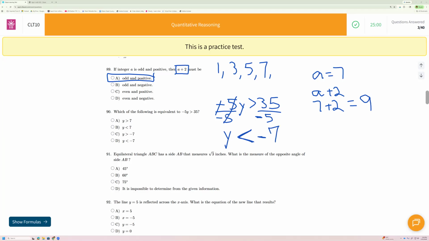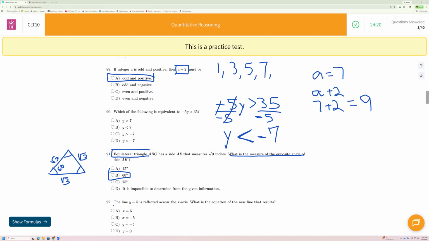Okay. Equilateral triangle means all sides are the same. All angles are the same. So each angle is 60. They're all the same. And one side is the square root of 3. That means that all the other sides are the square root of 3 in length, which is about 1.7 units. So the question is, what is the measure of the opposite angle? Well, any angle in an equilateral triangle measures 60 degrees. I'm sure you can feel confident that you can do this.